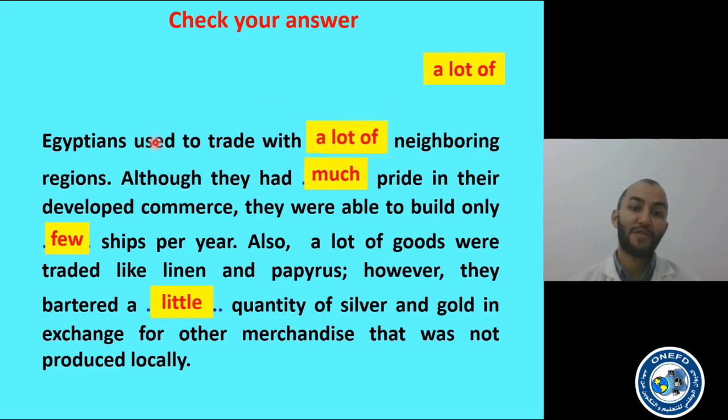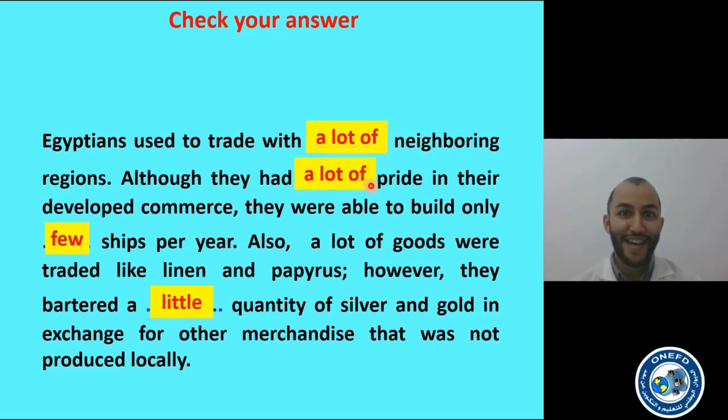Okay, so Egyptians used to trade with a lot of neighboring regions, although they had what? Much. We can also replace much with a lot of, because again, a lot of can be used either for or with countable nouns or with uncountable nouns. So although they had a lot of pride in their developed commerce, they were able to build only few ships per year. Okay, that's fabulous.